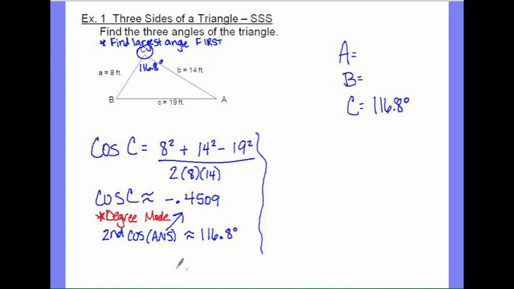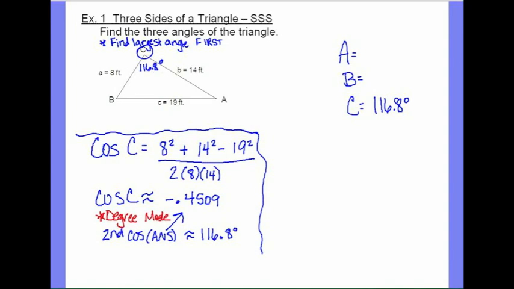Alright, so from here you have some options. You can either continue with law of cosines, or based on what we learned in section 6.1, you can continue from here with law of sines, because look what you can do. You can put 19 over sine of this angle that we just found, and then you can set up a proportion to find one of the other angles.